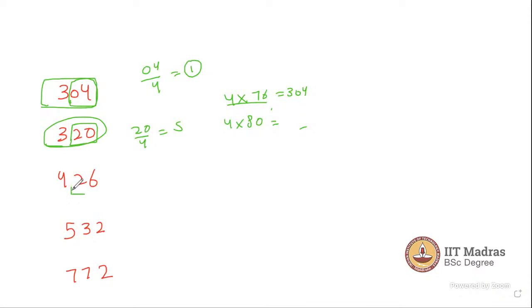Now here, if you see, the last two digits are 26. Since 26 is not divisible by 4, right? It will be something like 6.5. So it's not divisible by 4. So I can say that 426 is not divisible by 4. And similarly, you can do it for these two. So that's the divisibility rule of 4.